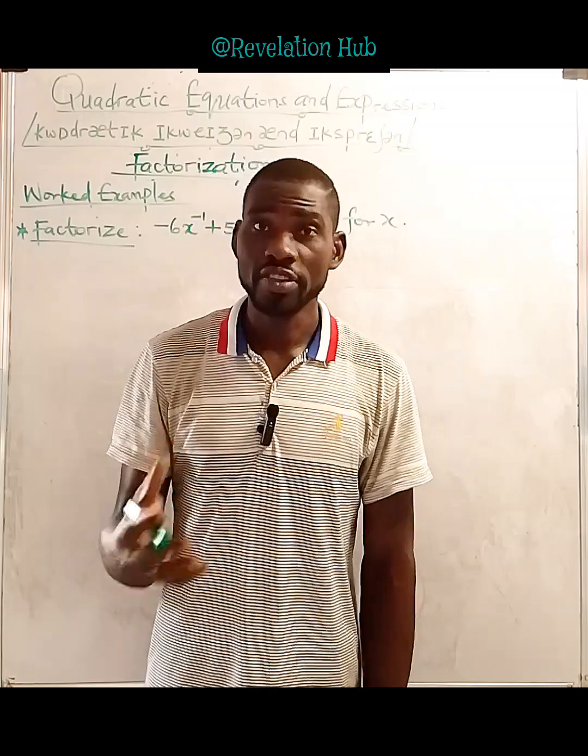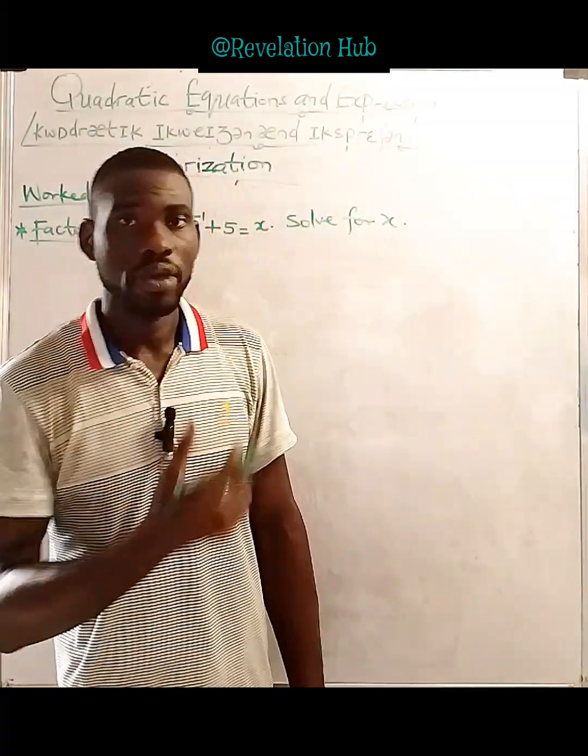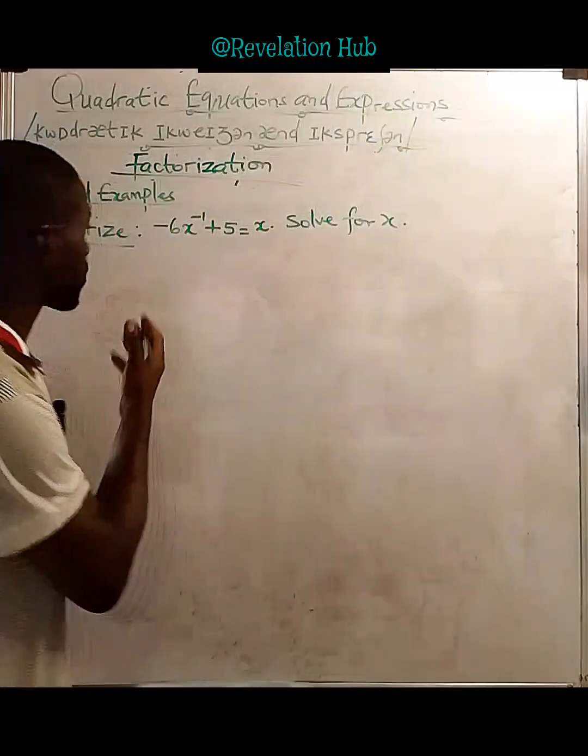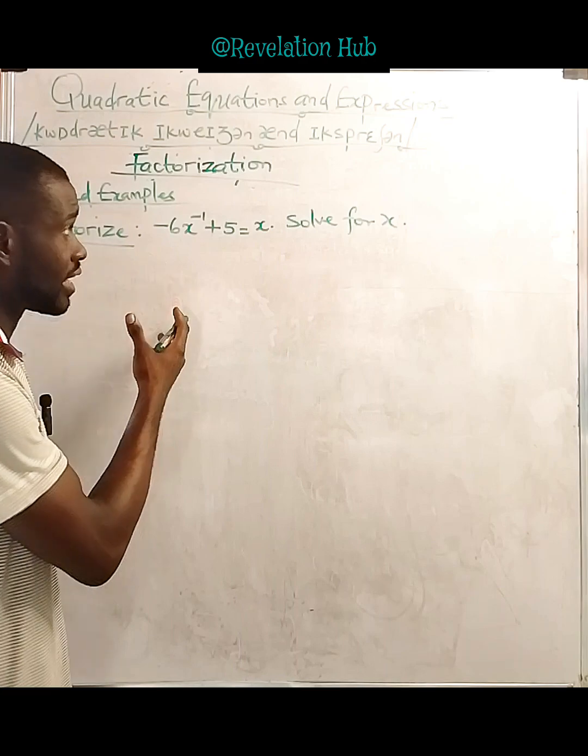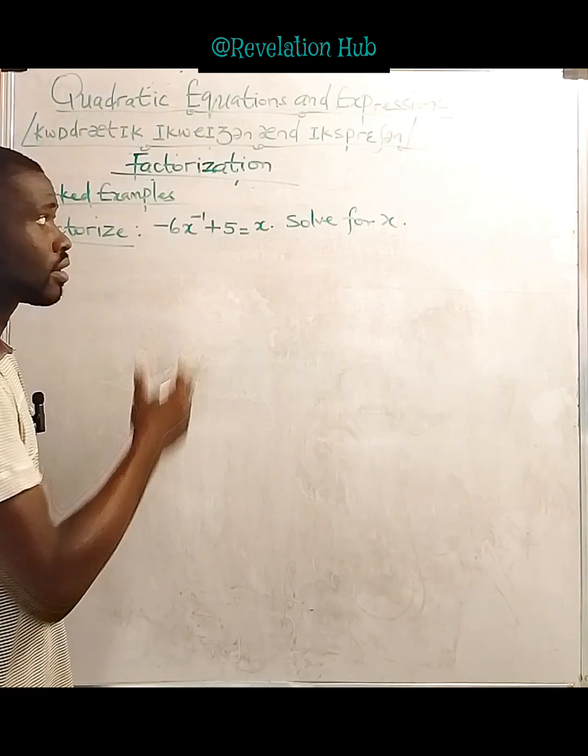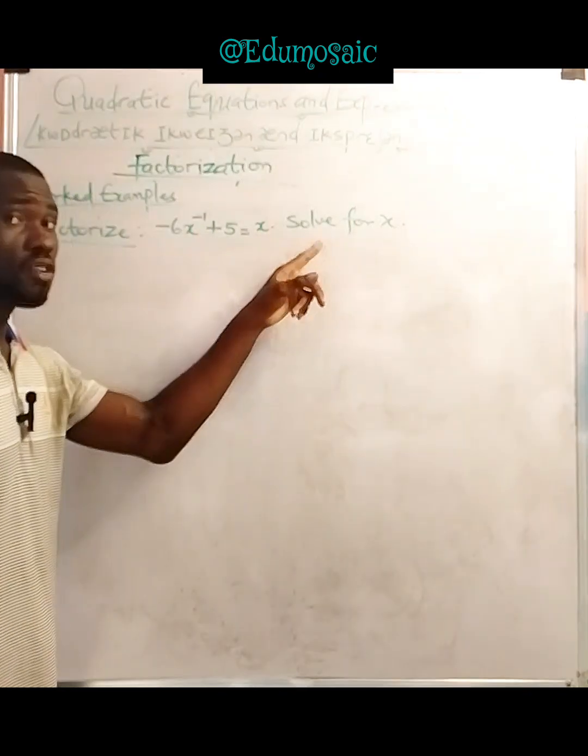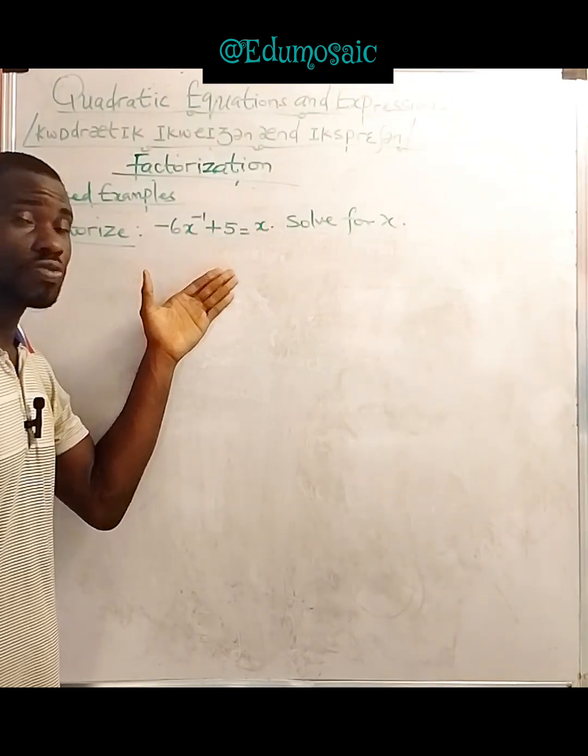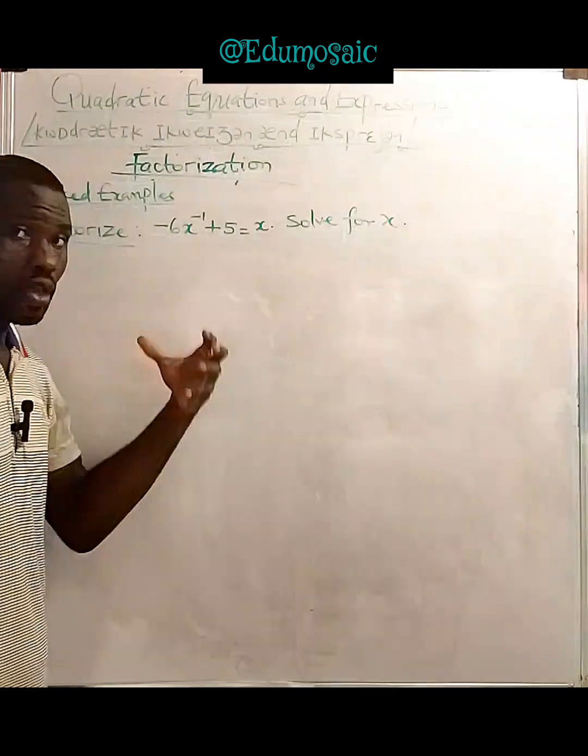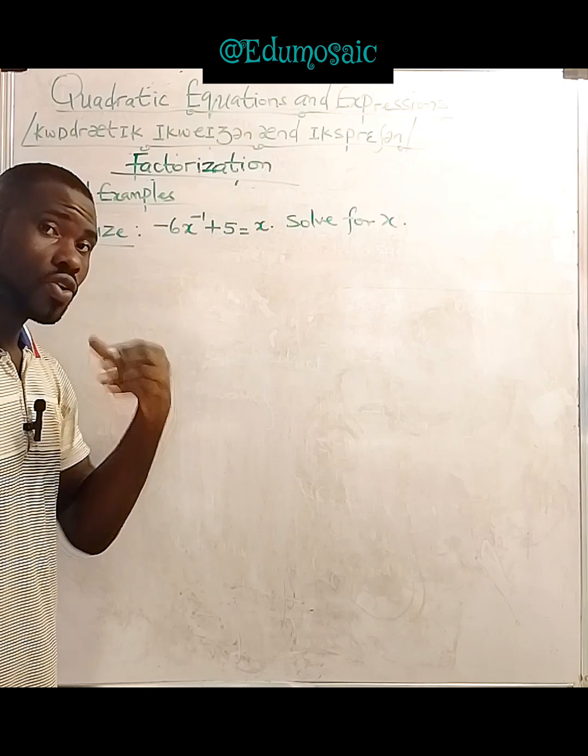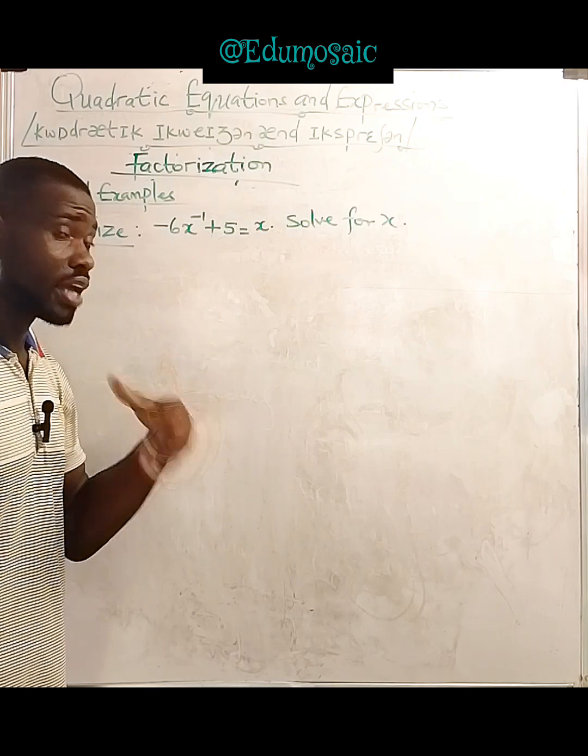It's time to look at some worked examples. So right here, we have the first question as this: factorize and solve, minus 6x to the power minus 1 plus 5 equals x. Solve for x also. Now we're asked to solve for x. There's no way we can solve for x if this is not an equation. Don't forget that we're talking about quadratic. Now quadratic is second order. It could be an equation, it could be an expression.